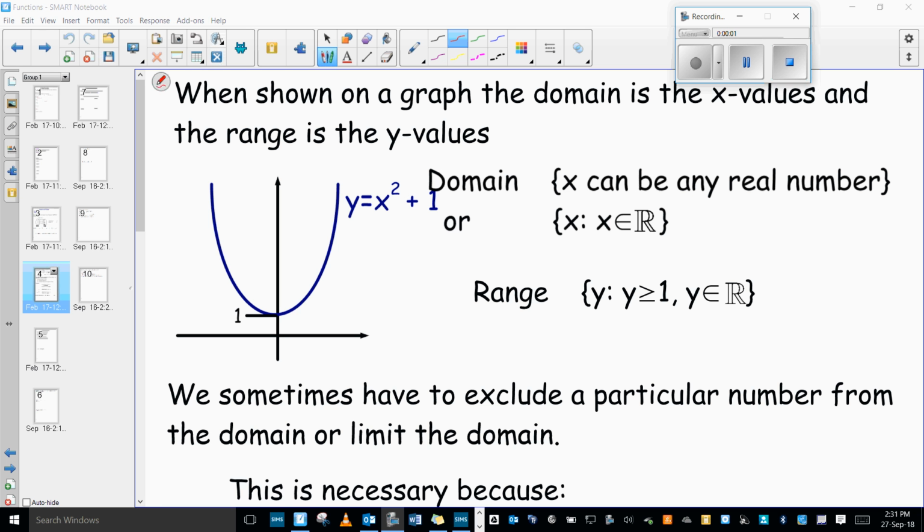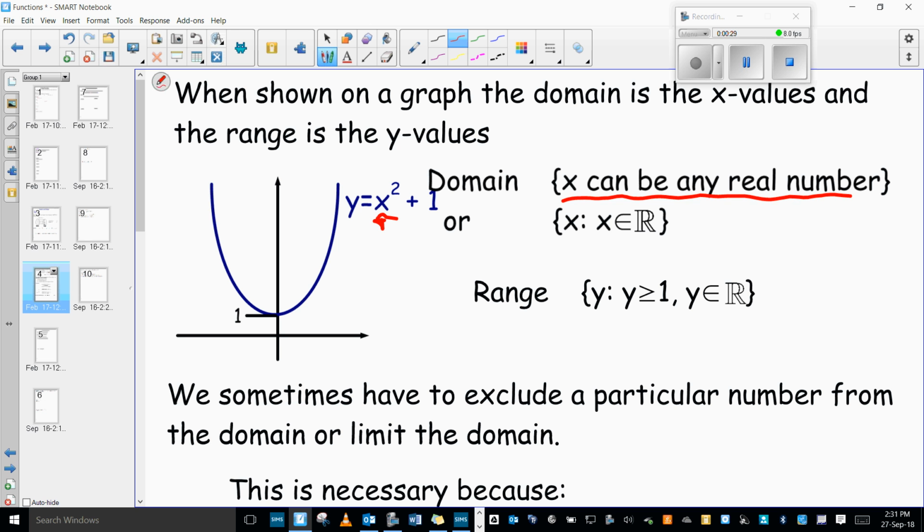Our graph, the domain is the x values and the range is the y. Like we talked about this yesterday, okay? So if I've got this graph here of x squared plus 1, the domain can be any number. There are no restrictions on the x-axis. So we could stick any value at all we wanted into that expression, and we would get an answer to it. Okay, so this is a very common domain.